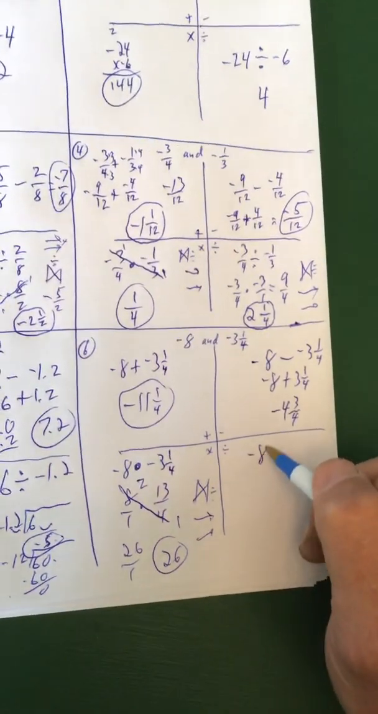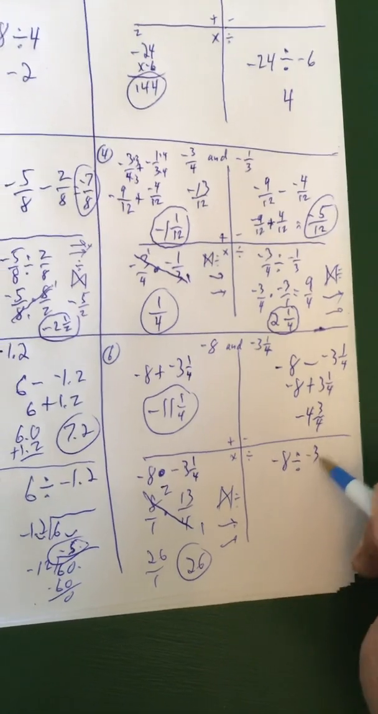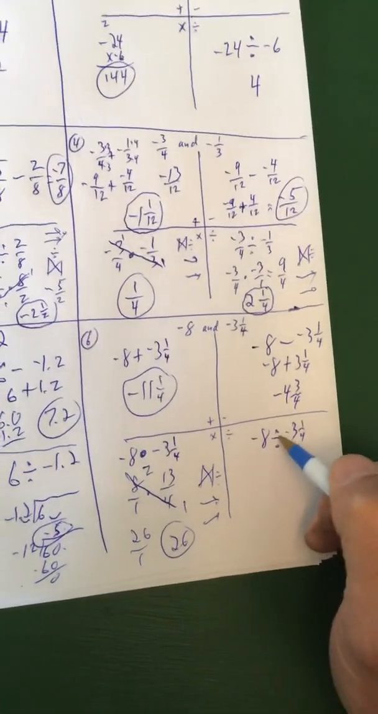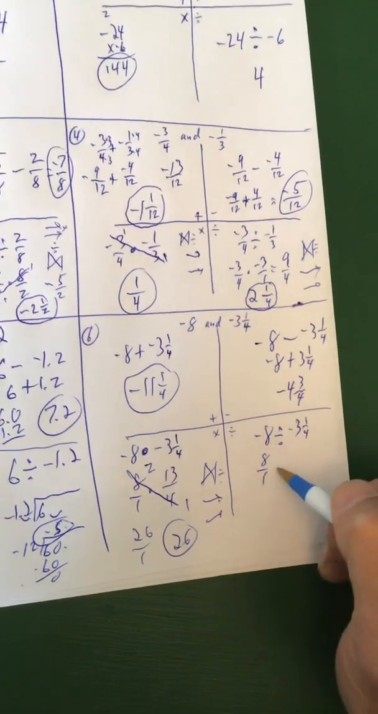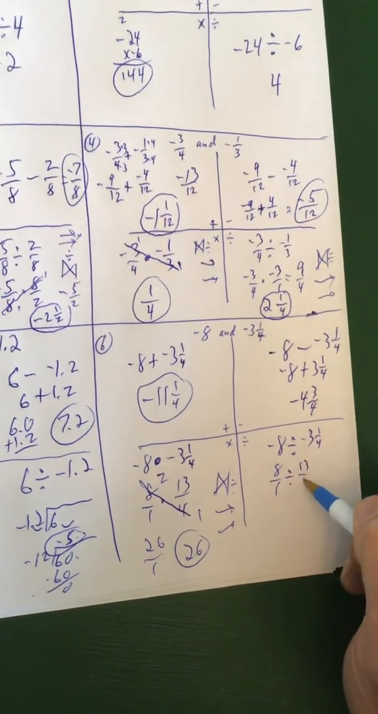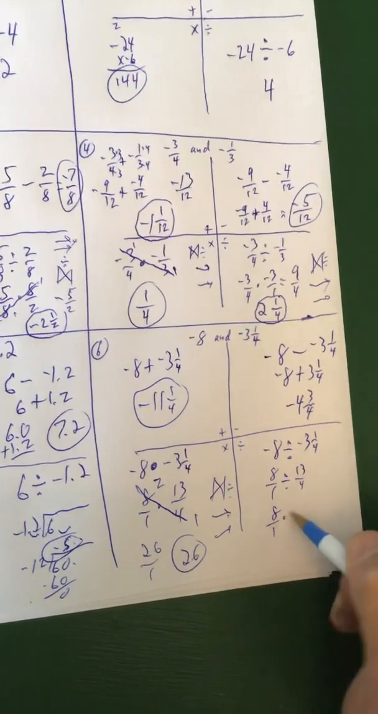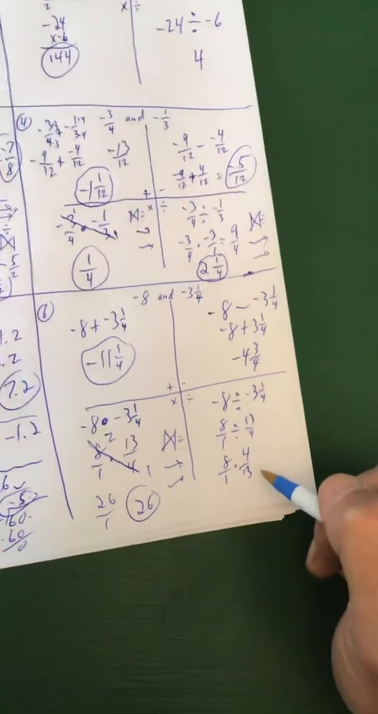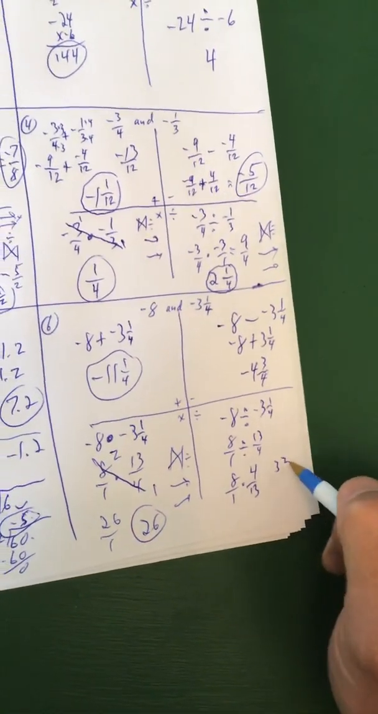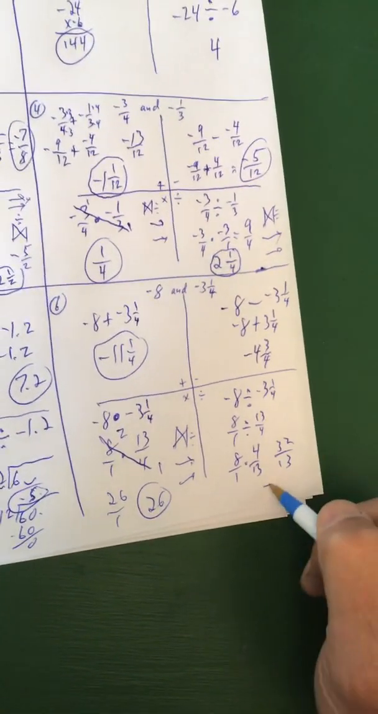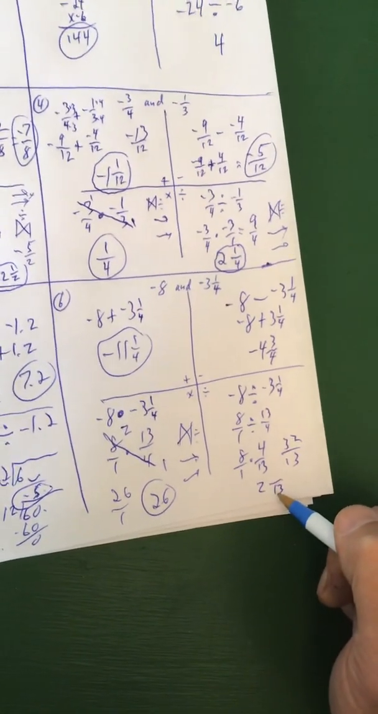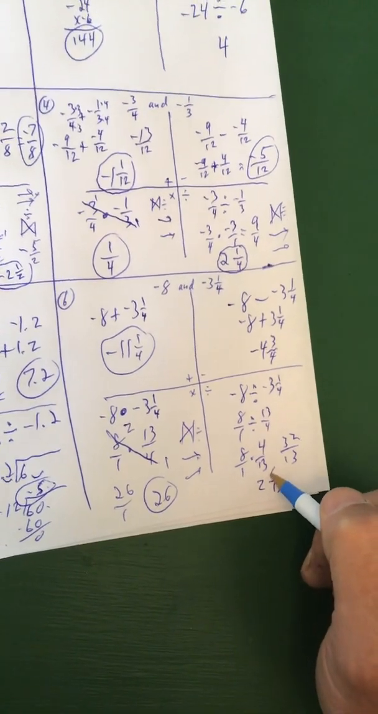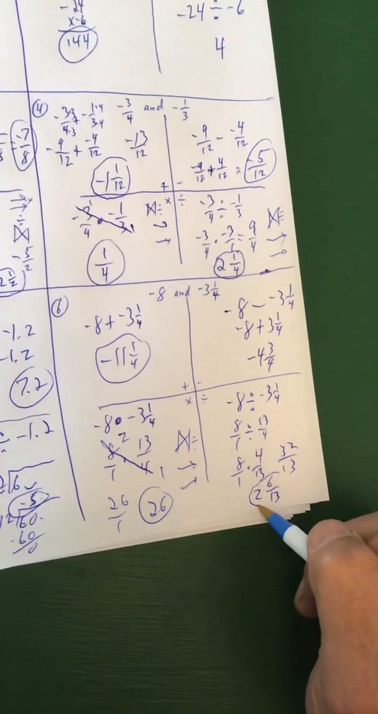Last one here. -8 divided by -3 1/4. Again, multiplying and dividing signs are the same, your answer is positive. This is 8/1 divided by 13/4, which is 8/1 times 4/13. Can't do any bow tie. That's 32/13. The 13 stays 13. 2 times 13 is 26. 26 plus 6 is 32. So there's my answer.